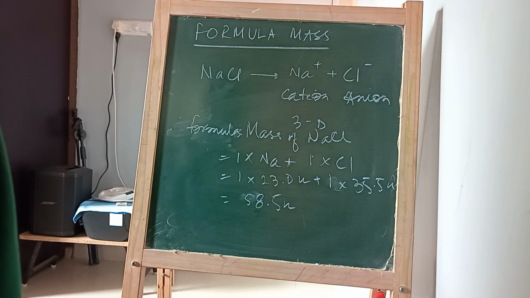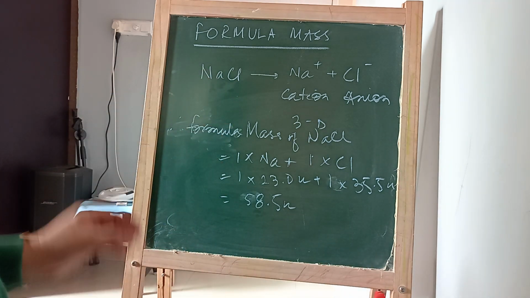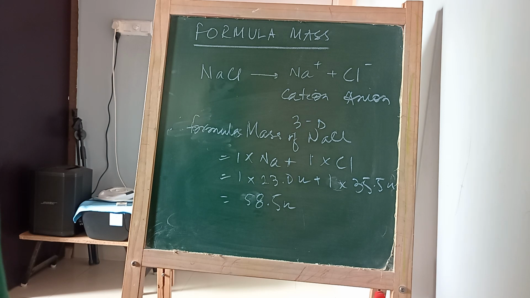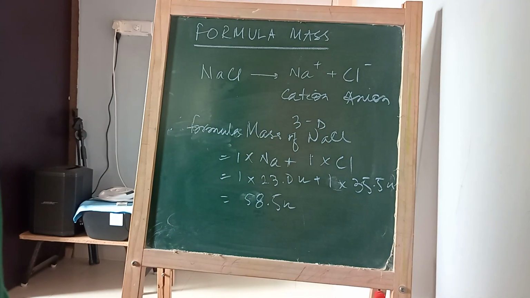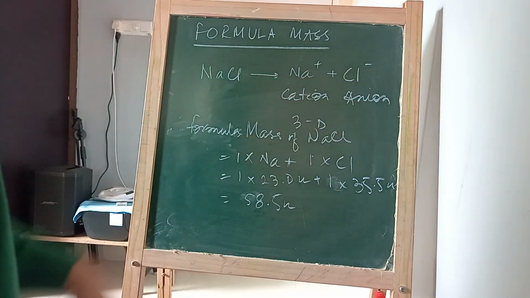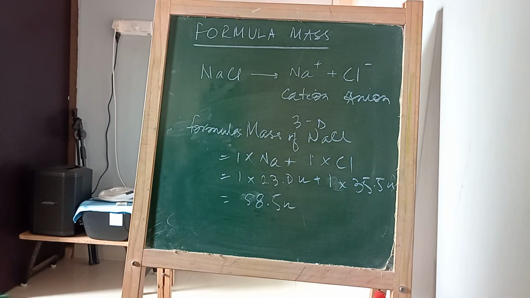the compound sodium chloride, here the atoms do not exist as a molecule. In fact, instead they exist as ions. That means charged particles, positively charged particles, which we call cation, or negatively charged particles, which we call anion.